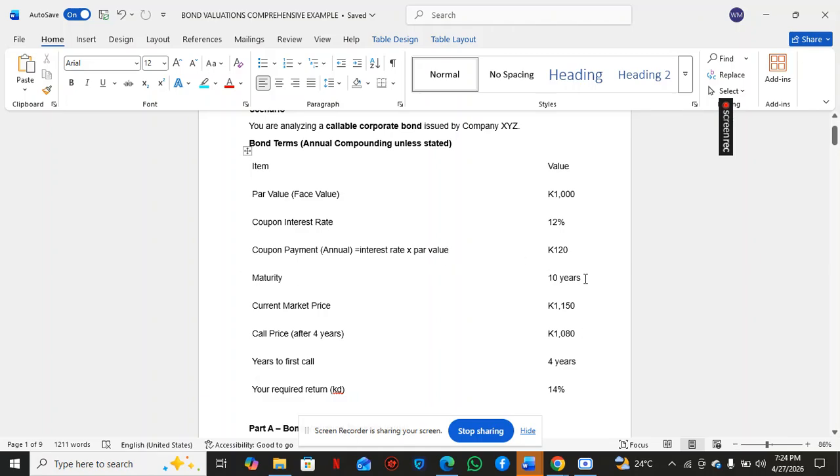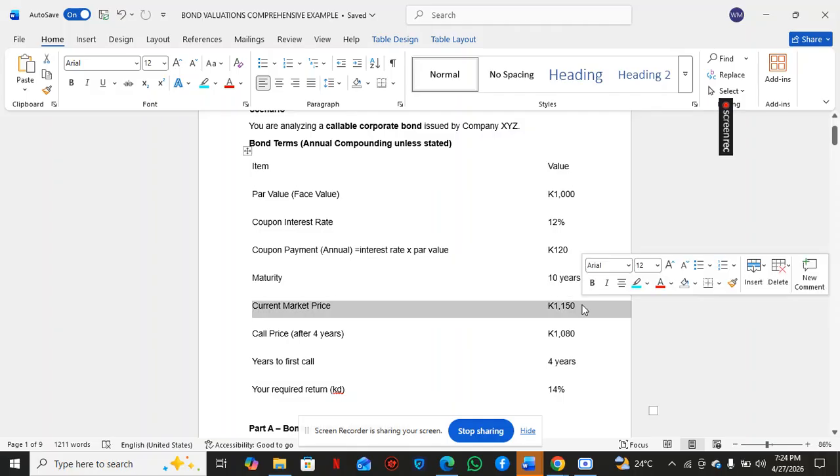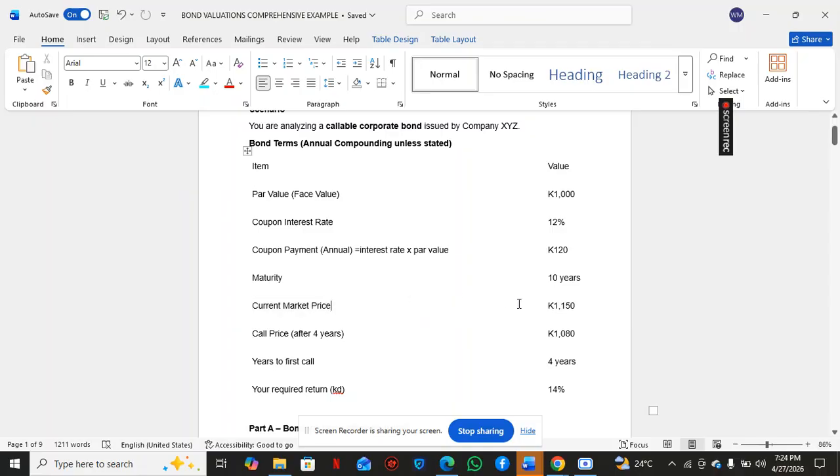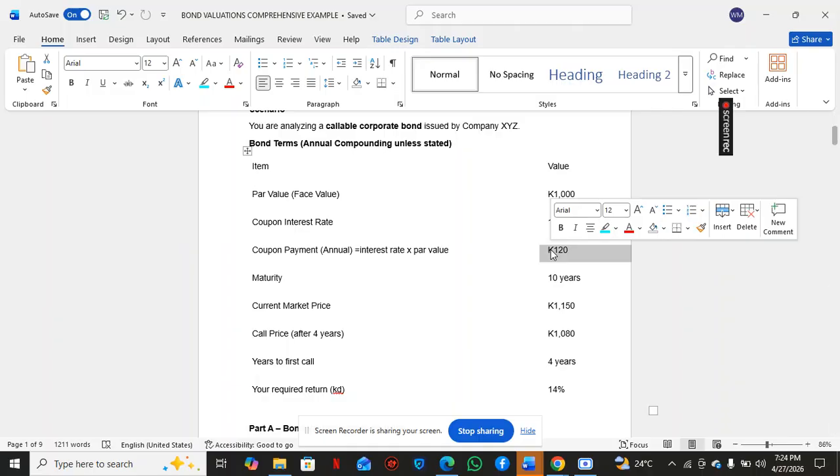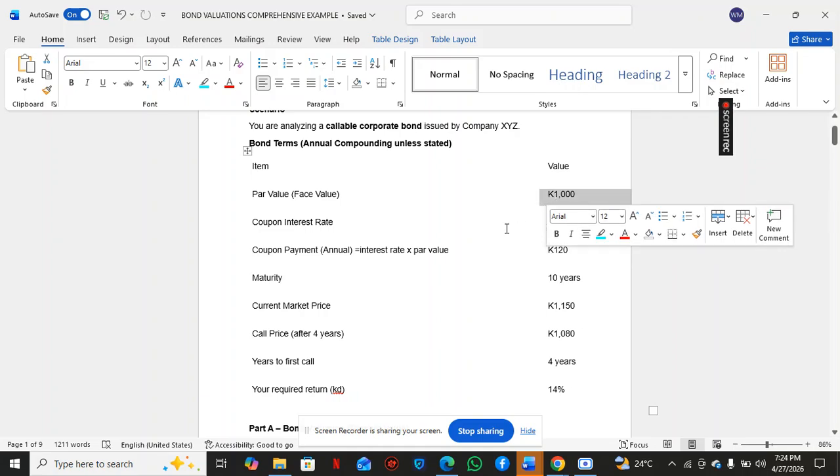Maturity 10 years. So after 10 years, this bond is going to mature. Current market price 1,150 kwacha. This is how much the bond is selling for. You pay 1,150 kwacha, then you'll be receiving interest payments of 120 kwacha for 10 years. Then on the 10th year, you receive your 120 kwacha payment, and you're also paid the 1,000 par value.